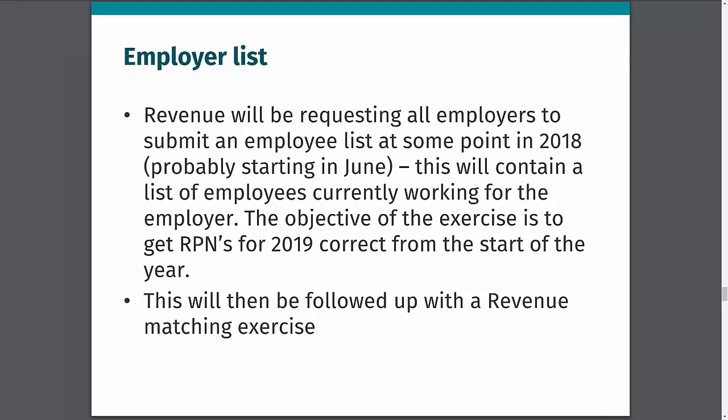Later on in the year for 2018, we will be requesting all employers to submit an employee list, probably around June when the P30s are coming in. And really what we want to do there is carry out an exercise to ensure that we have all of the employees that are currently working for you registered with you on our revenue system. This is really to ensure that for 2019 the RPNs that we'll be issuing will be correct.